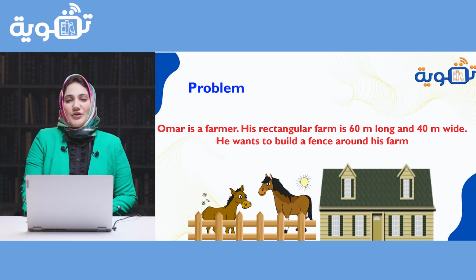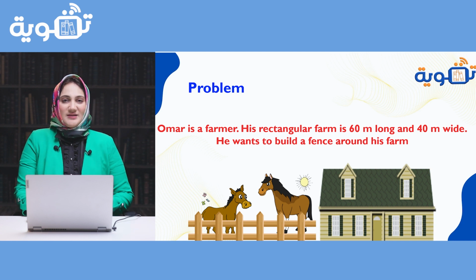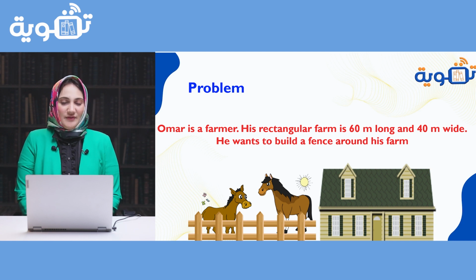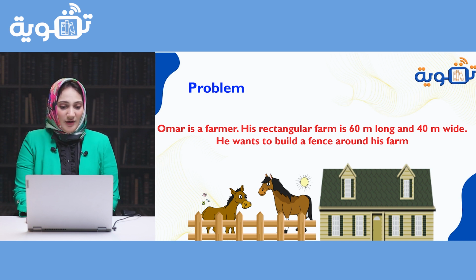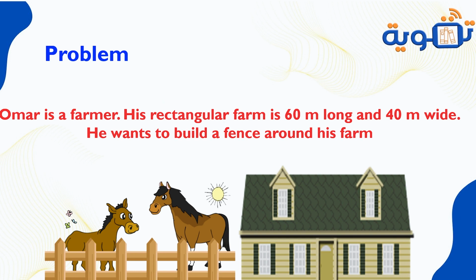To solve any story problem, we said before, the steps: you have to read till you understand. After that, find the most important numbers and words. So let's read together. Omar, the farmer, his rectangular farm is 60 meters long and 40 meters wide. He wants to build a fence around his farm.